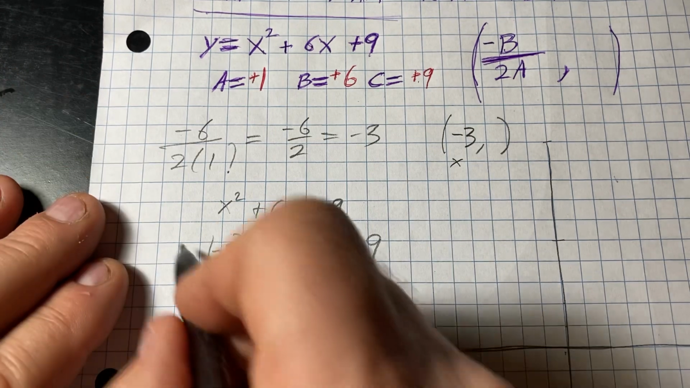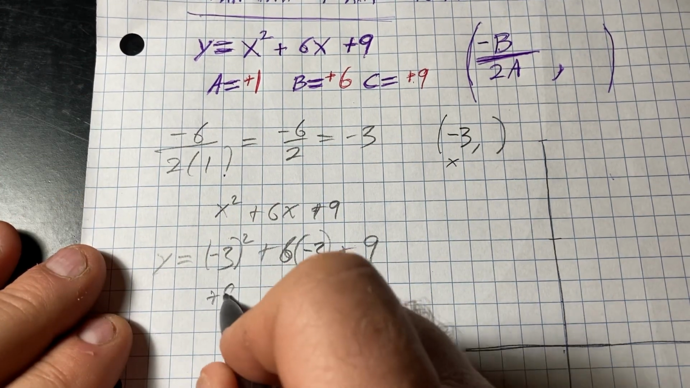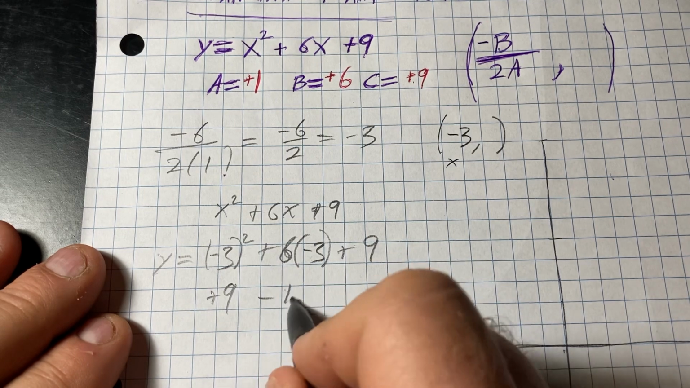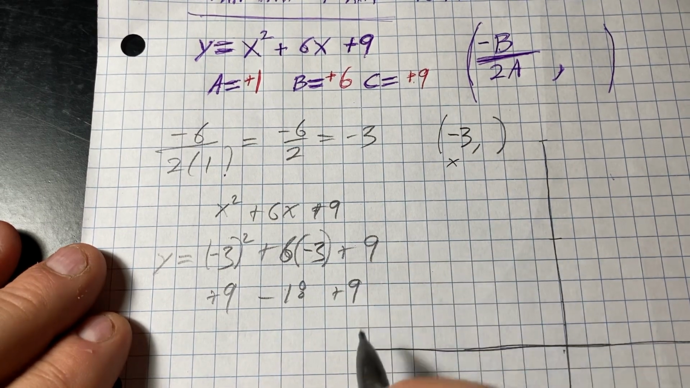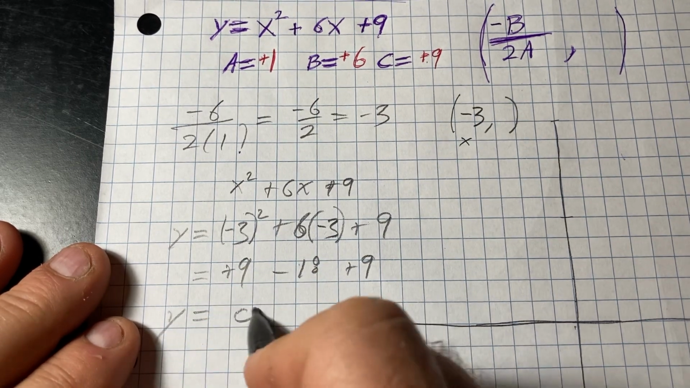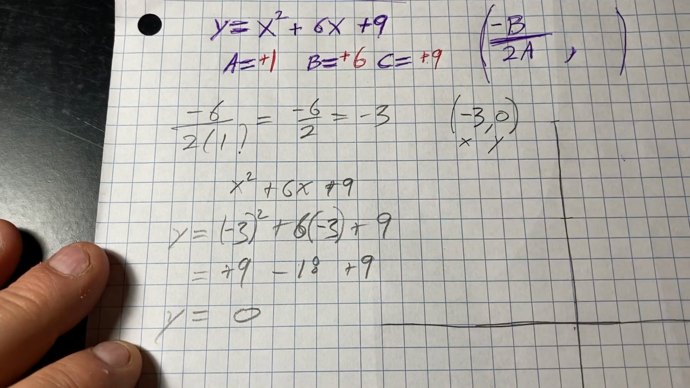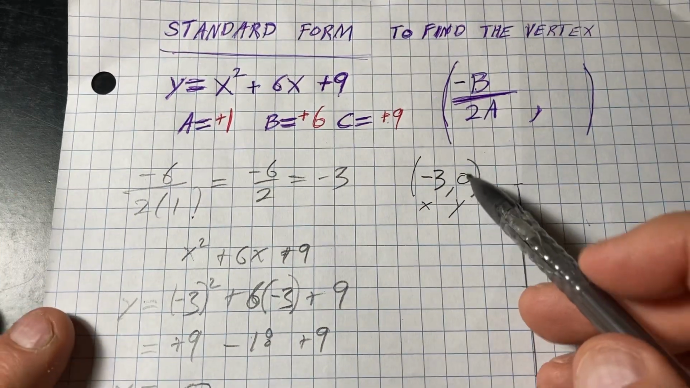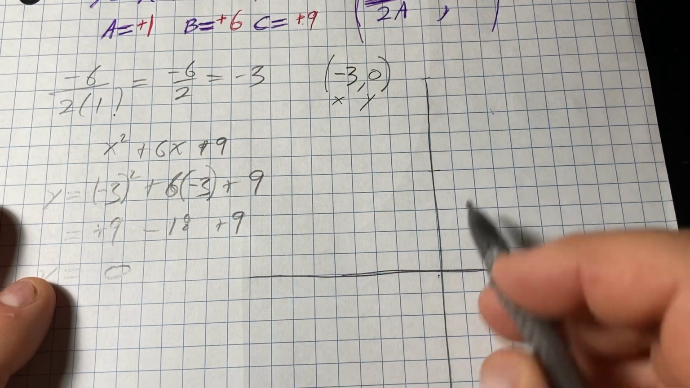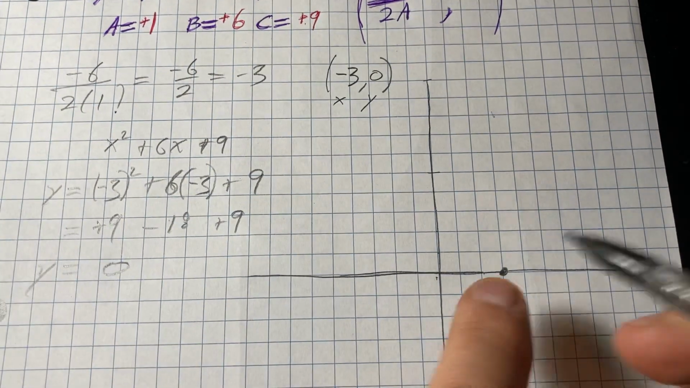I have to simplify this. So negative 3 squared is a positive 9. That's a minus 18. That's a positive 9. This is not 18, and that is 0. So when x is negative 3, y has a value of 0. There's my vertex right there. Here's my graph. I had to make it. 1, 2, 3, 0. There's my vertex.